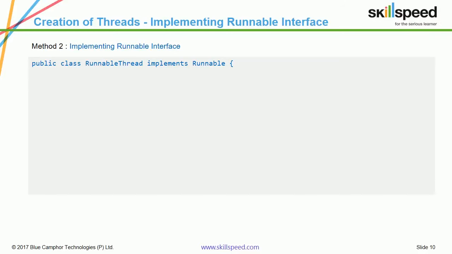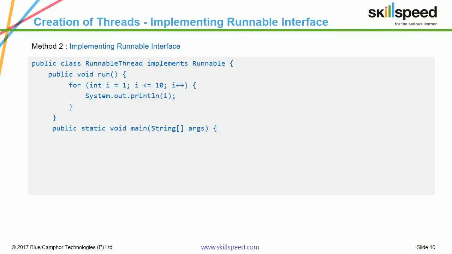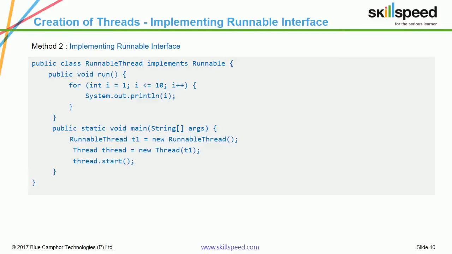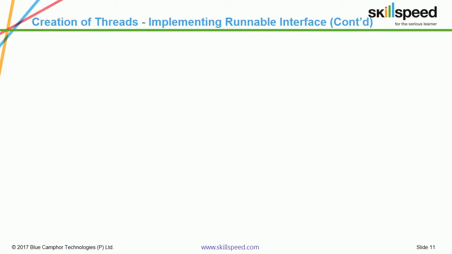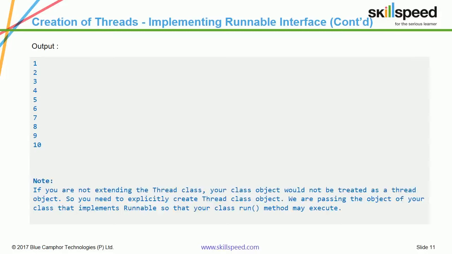Let us look at an example. Public class RunnableThread implements Runnable. Public void run, for int i equals 1, i less than or equal to 10, i plus plus, System.out.println i. Then I have the public static void main, RunnableThread t1 equals new RunnableThread, Thread thread equals new Thread of t1, thread.start. When you execute this program, you get the output which prints the values from 1 to 10.